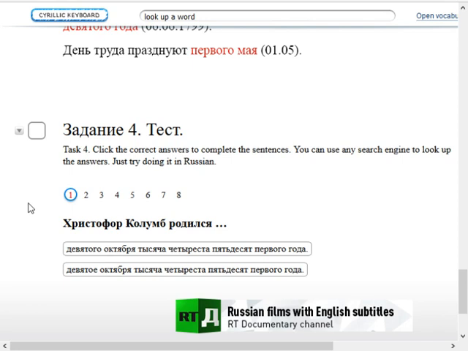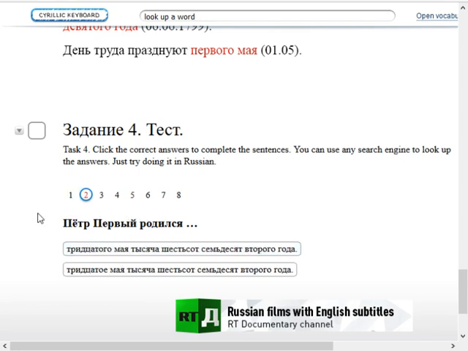So Christoph Kolumb родился. So Christopher Columbus was born when? Actually, these are both basically forms of the same number. So 9 октября, so the 9th of October, 1451. That was the year he was born. That is the correct form there. Piotr I родился, so the Peter the First, also known as Peter the Great, was born. I'm not going to read it. This is the correct form. He was born in this year.